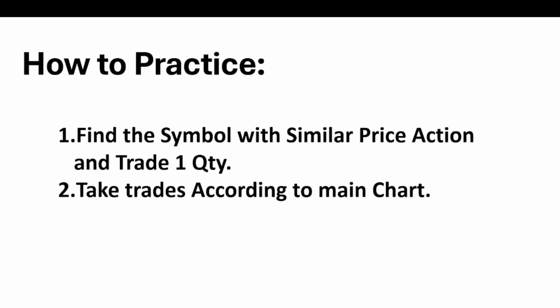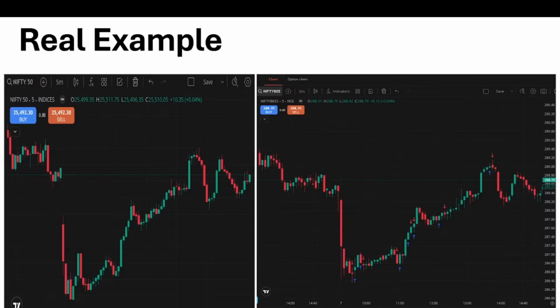And how do you do that? Just like when you are doing option buying, take trades according to the main chart. You check the Nifty 50 chart, and if you think it is going up, you buy CE. If you think it is going down, you buy PE. Just like that, take the reference of Nifty 50, and if you think it's going up, you buy one quantity of NiftyBEES, and if you think it's going down, you sell one quantity of NiftyBEES. And that's how I do it. Let's see the real example.